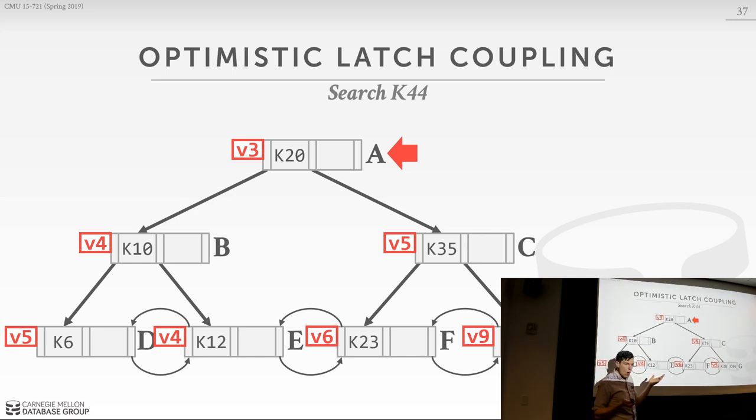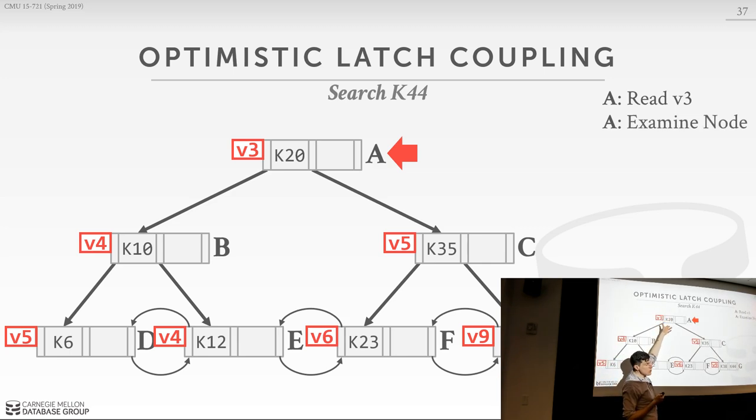We don't acquire any read latches, but we check to see whether the write latch is being held. If not, then we go look up what the version number is, do whatever it is we need to do, examine the keys to figure out what direction we want to go for our traversal, and then move to our next node here.